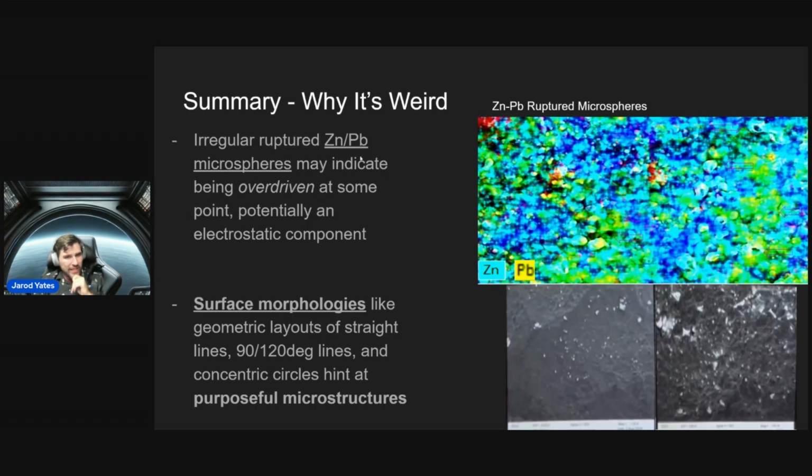So take it away: we got ruptured zinc lead microspheres. Some of them ruptured like they've been overdriven, and they happen to be laid out in really interesting symmetry ways here. That's the takeaway from all of this. When you're talking about Arts Part to people, this is what makes it weird: these zinc lead microspheres arranged in very specific patterns. Slag is not going to do that, folks.